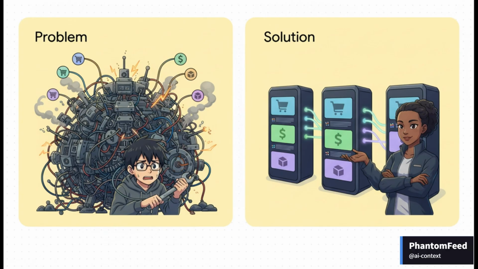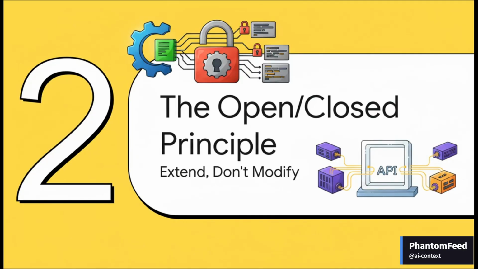But look at the solution on the right. See how clean that is? We have focused microservices. Each one has a single job. Now you can update your inventory system with confidence, knowing you won't break anything else. All right, on to the next tool in our kit.